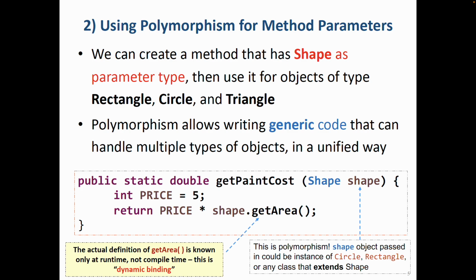What would happen otherwise? I would say get paint cost for a rectangle, and then one more function, get paint cost for a circle, get paint cost for a triangle. So for each of these objects, I need to replicate my code. But instead of doing that, I know that all of them are shape. So I'm putting this shape object, and then Java allows me to put these different objects.